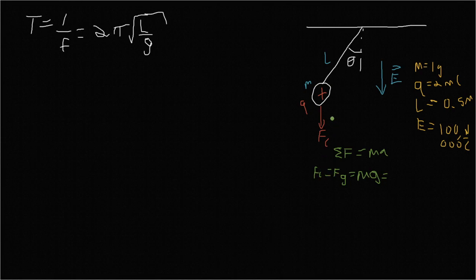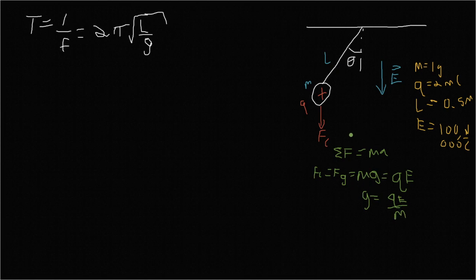The force of a Coulomb is QE, Q times the electric field. Now to solve for g, because we have g over here and we want to substitute back into our equation in terms of g, g is just going to be QE divided by m.